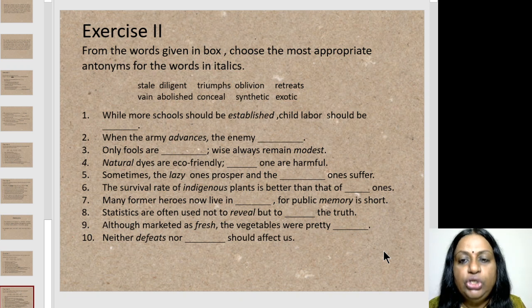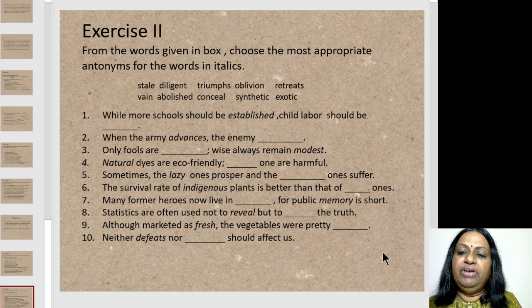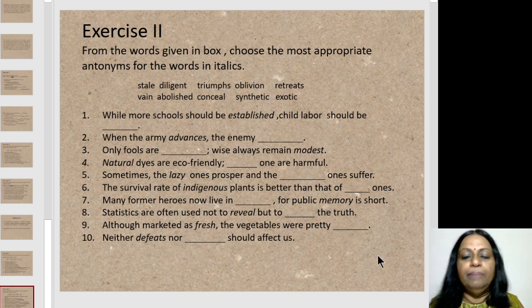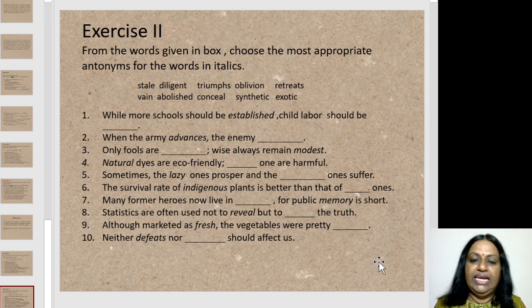Statistics are often used not to reveal but to dash the truth. Reveal is to show. So the opposite of reveal or show here from the list would be conceal. Statistics are often used not to reveal but to conceal the truth. Reveal is show, conceal means to hide. So we have used the opposite of reveal, which is conceal, from the list.